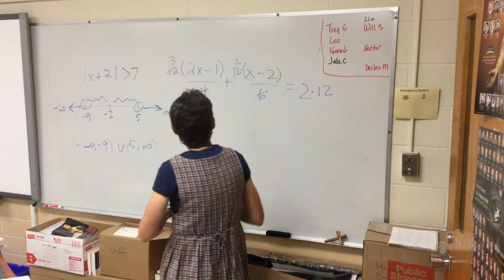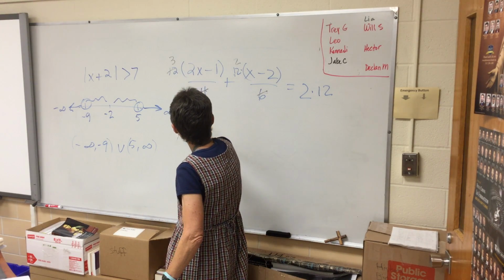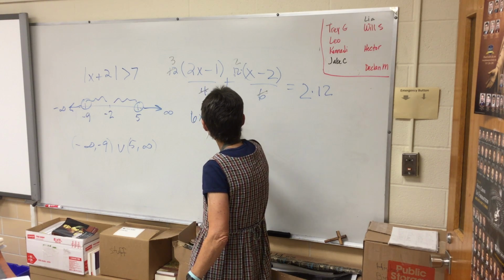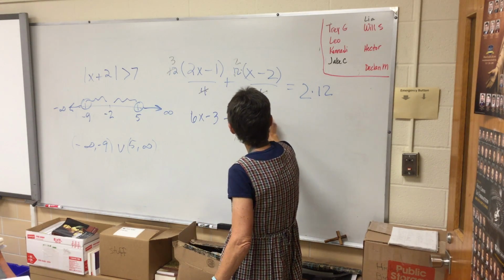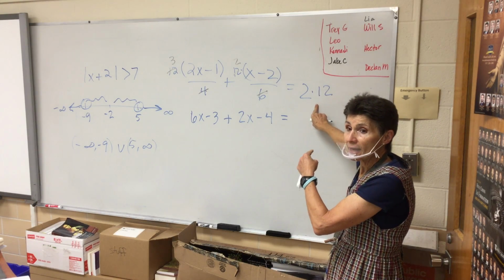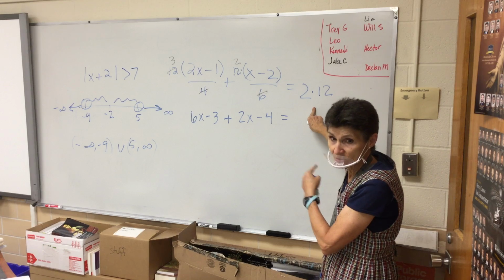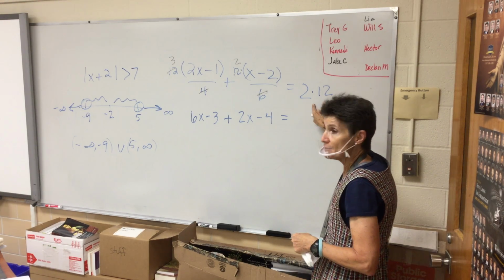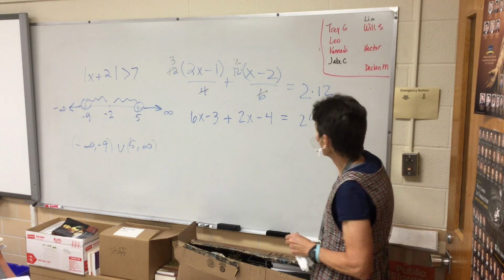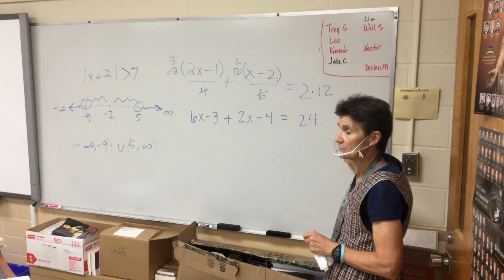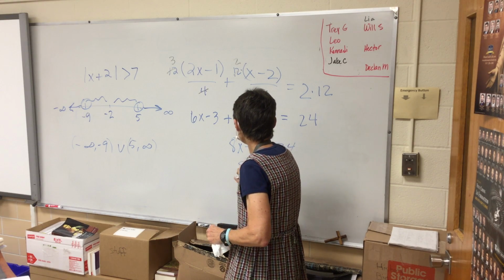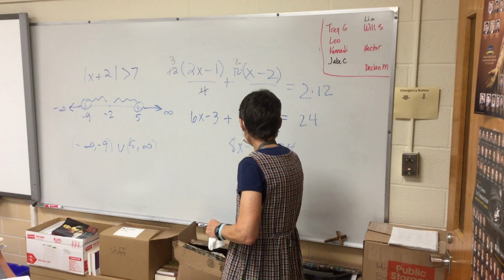All right, so what do we have left? Distribute up here. So if I use 12, I'm going to have 6x minus 3 plus 2x minus 4 equal to, now gang, you got to have a denominator in order to cancel. You have to have a top and a bottom to cancel. These don't cancel. This just makes 24. Only fractions are going to cancel. So 8x minus 7 equals 24. If I add 7 and divide, I got 31/8.